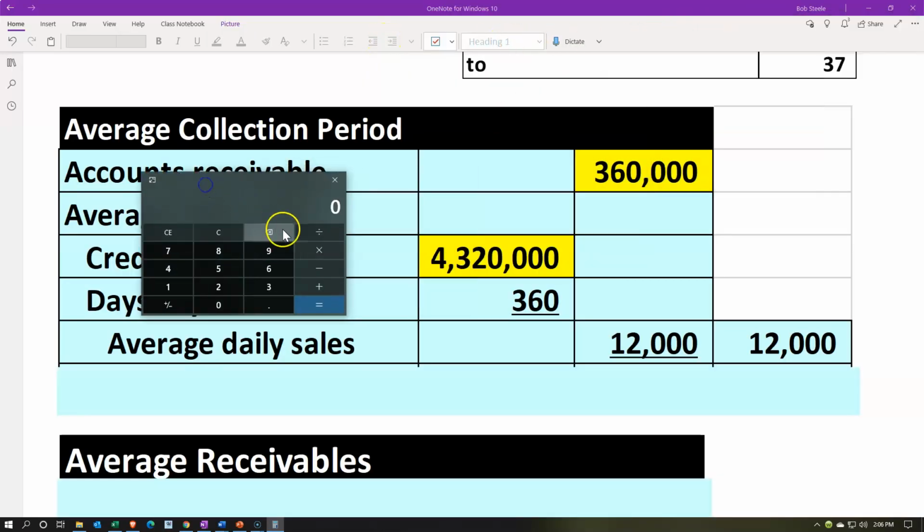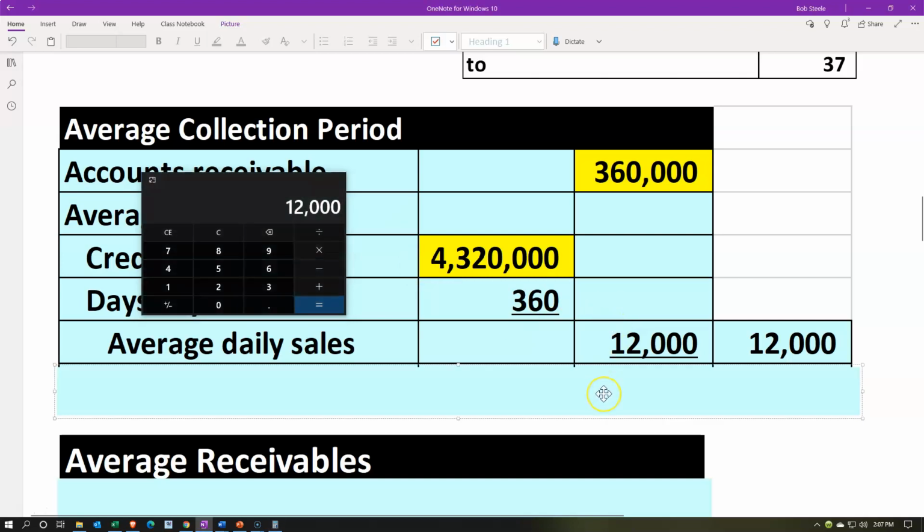We could say, all right, this would be X divided by 360 would be the 12,000. And if I was to solve for that, I can say, all right, and then the 12,000 times the 360 would be the 4320. I could double check that by taking the credit sales. This would be the yearly credit sales divided by the 360, which would once again give us 12,000.